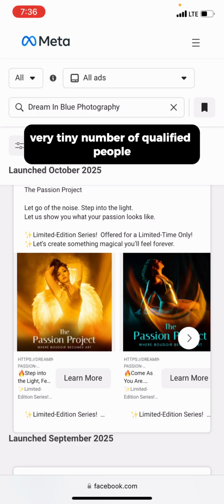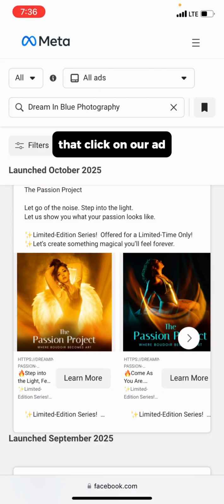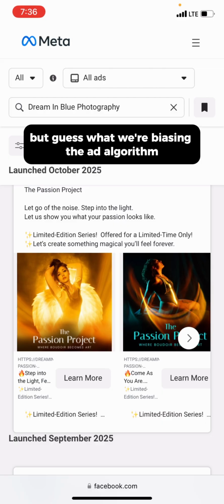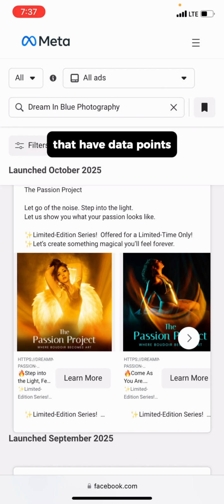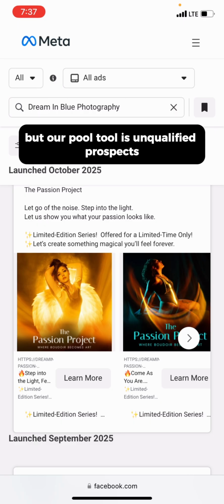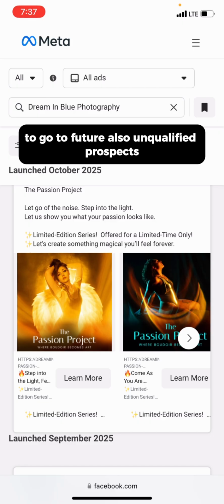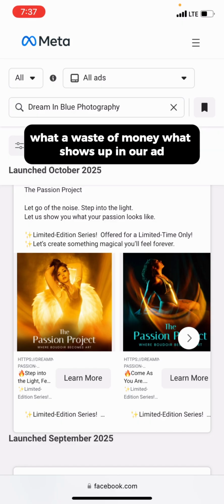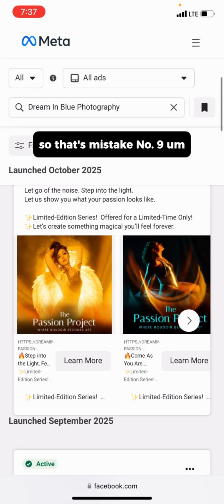There should be a very, very tiny number of qualified people that click on our ad when we're getting super specific. But guess what? We're biasing the ad algorithm to go towards the next Meta profiles that have 98%, 93%, 82% of the similar data points as our pool two, but our pool two is unqualified prospects, which means we're biasing the ad algorithm to find future unqualified prospects too. What a waste of money. It shows up in our ads doing worse and worse over time. So that's mistake number 9.